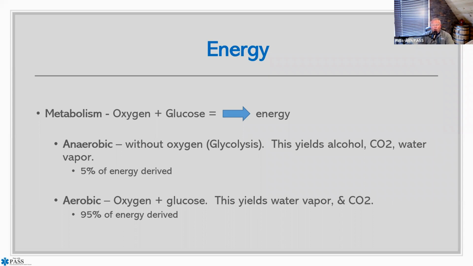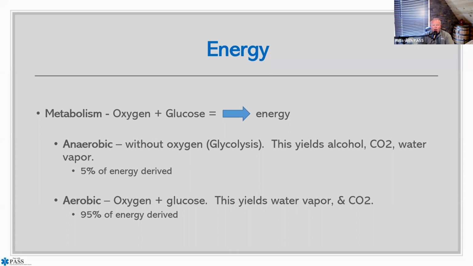So when we look at energy, we have aerobic and anaerobic metabolism. So I'll start with aerobic first. Aerobic metabolism is oxygen and glucose coming together, and this ends up yielding a water vapor and CO2. When that happens, we end up getting the formation of adenosine triphosphate, or ATP, that you probably learned about in your initial education. And this is how we end up getting about 95% of our energy.